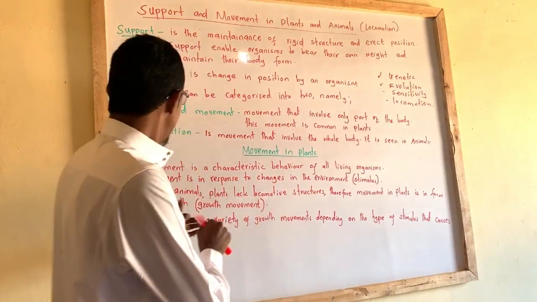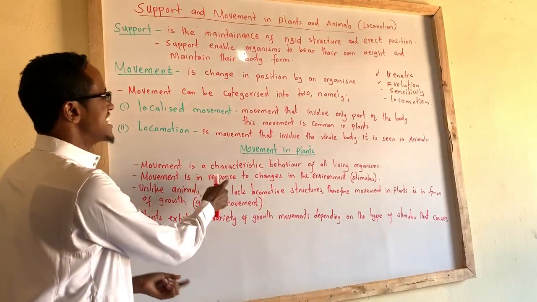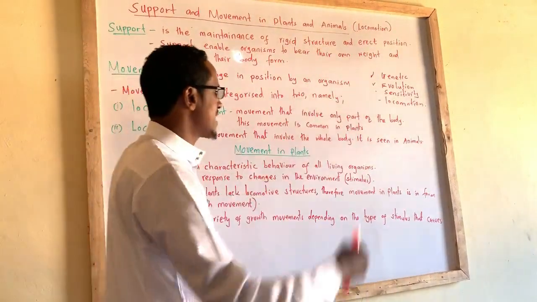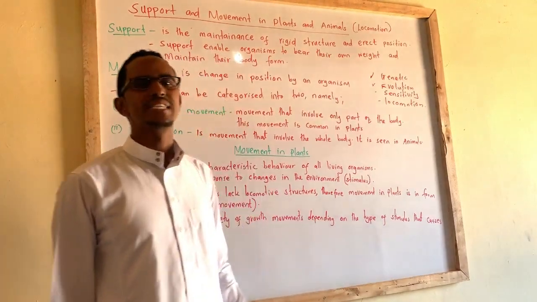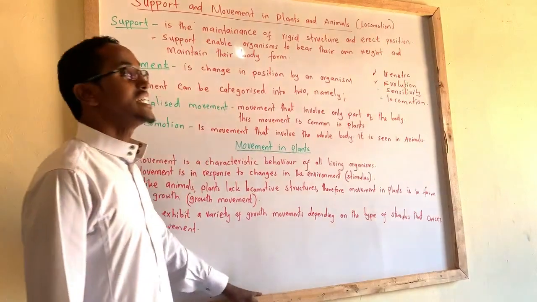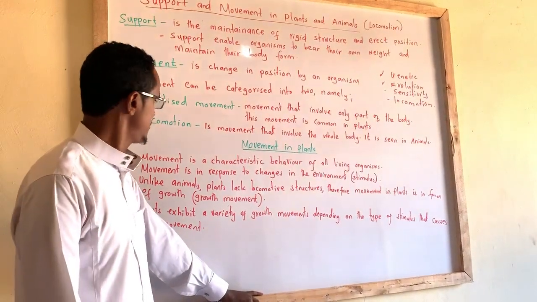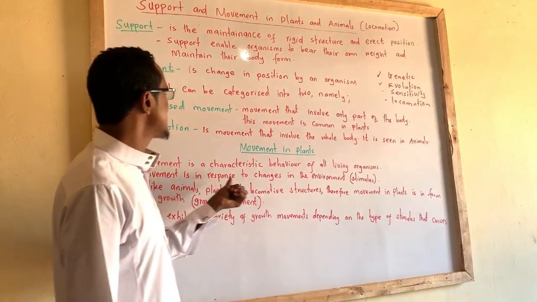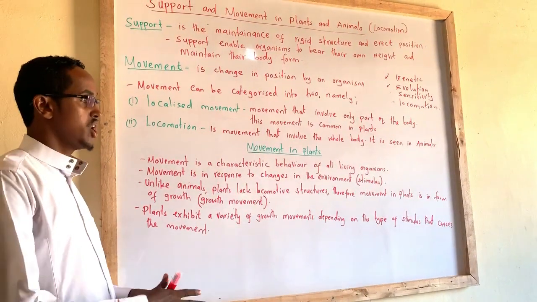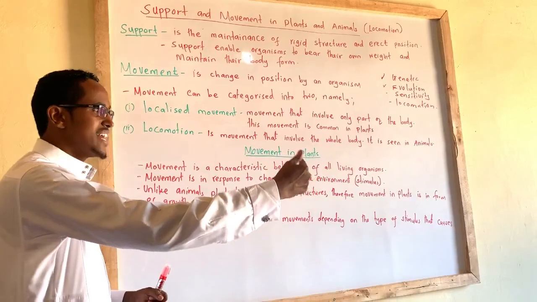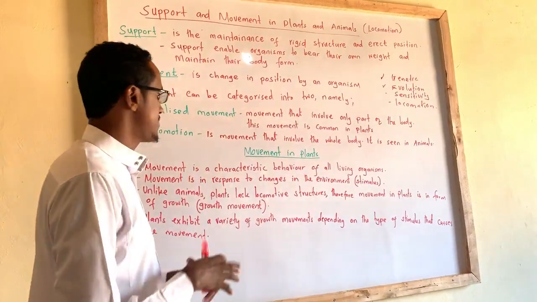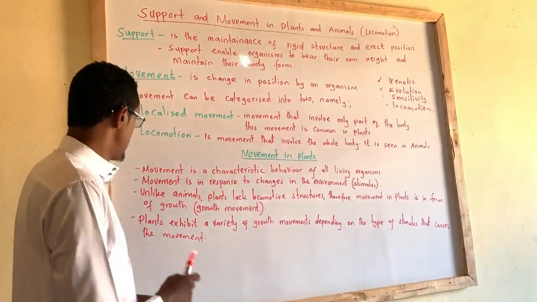So we are saying movement in plants is in response to changes in the environment. A change in the environment is what we call a stimulus. In singular, stimulus, and in plural, stimuli. So movement is a response to changes in the environment. When the environment changes, that causes the plant to make some movement. We will see the type of movement.